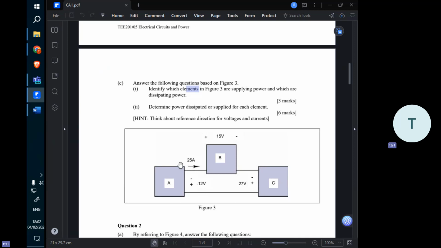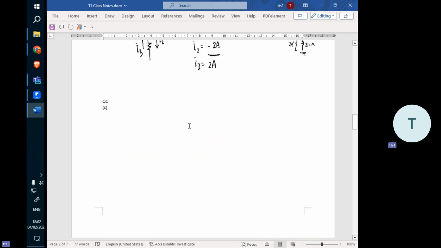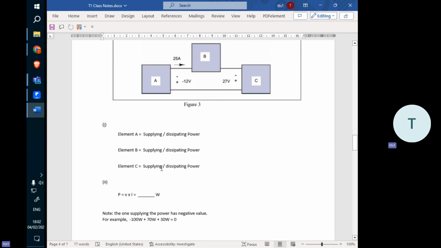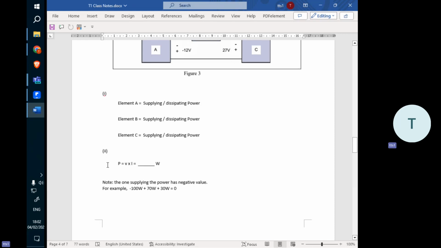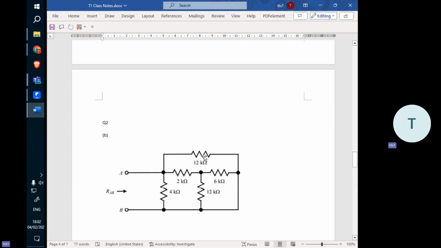So this current flow, 25 amp, is flowing through these 3. They are connected in a loop, in one loop, right? So this 25 A flows through A, through B, and through C. So you need to determine which one's supplying, which one's dissipating, and also calculate the power dissipation. Remember, I already showed you how to answer it last time. Right here, you need to determine which is which. I give you both options here. And then for the 3, you need to calculate the power.